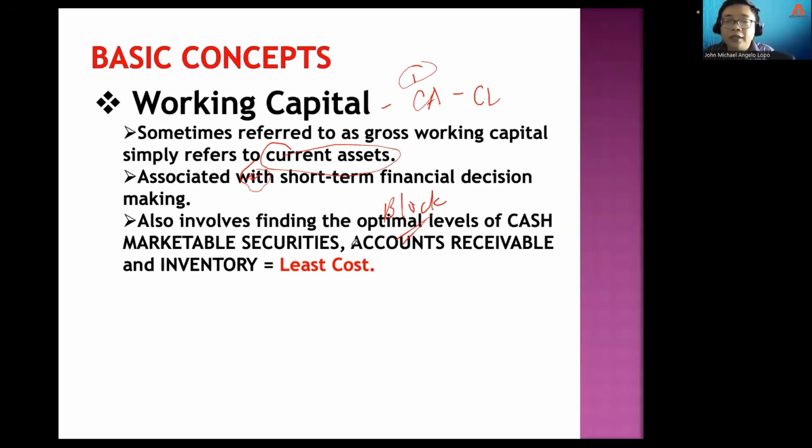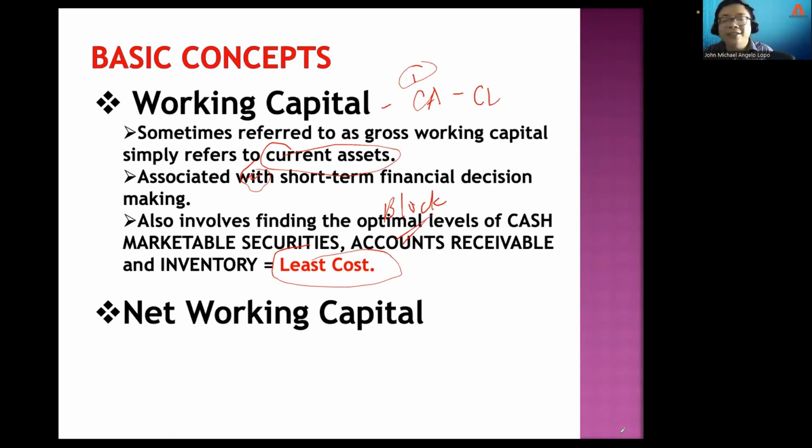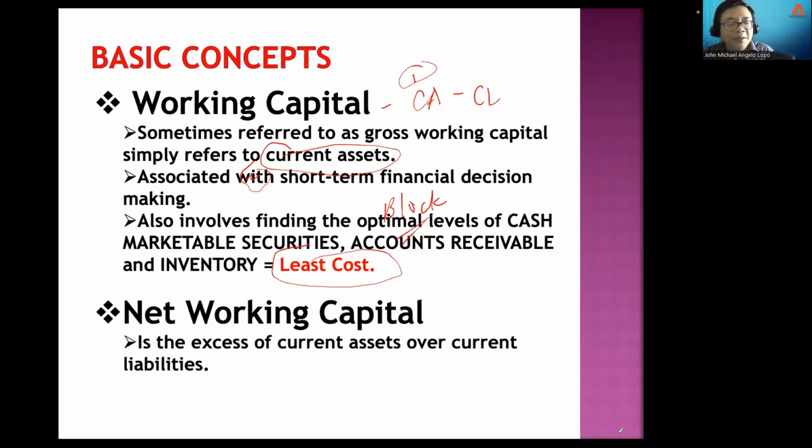When you say about working capital, the goal is to have the least cost of your cash, of your marketable securities, your accounts receivable, and your inventory. That's the main goal of the working capital. Common sense, no? Mas maganda, mas maliit ang costing mo. Alright, yan. Ito yung sinabi din sa libro. Pag sinabing current assets minus current liabilities, it is known as your net working capital. Baka lang kasi ibahin nila, no? In the CPA board exam. Anyway.